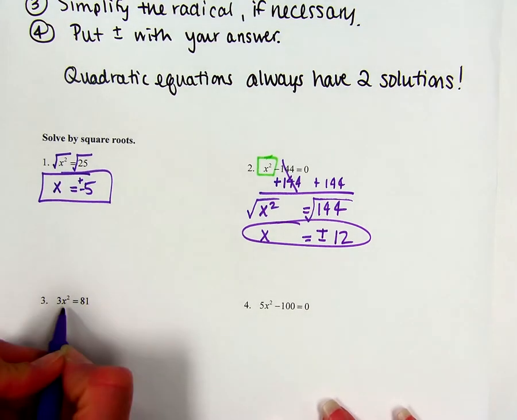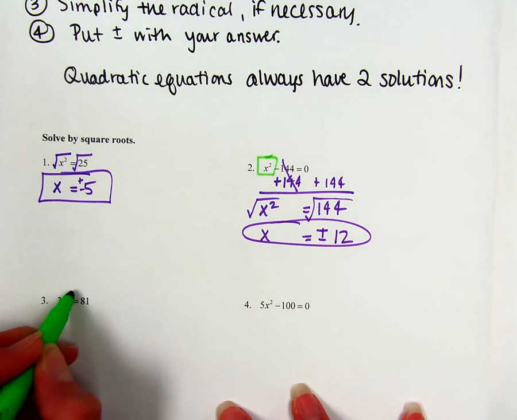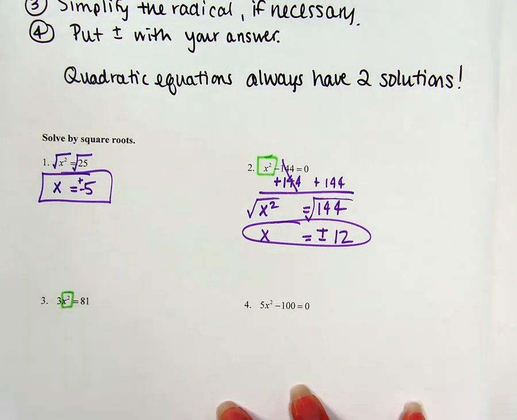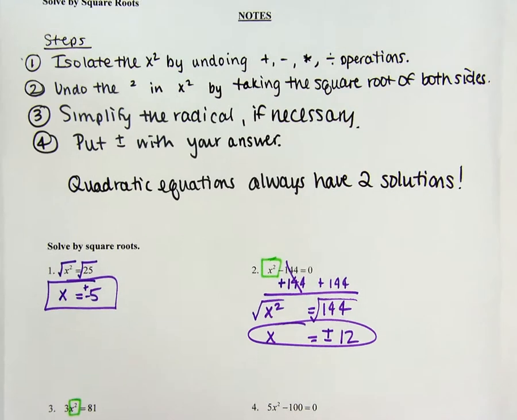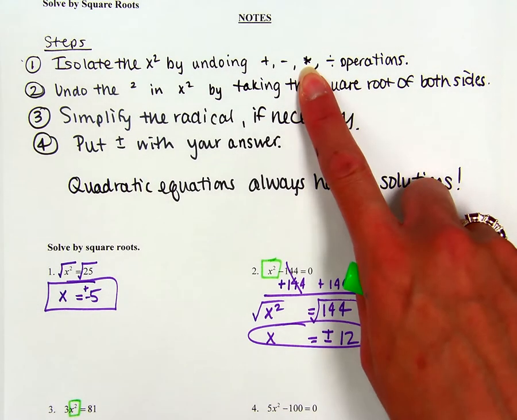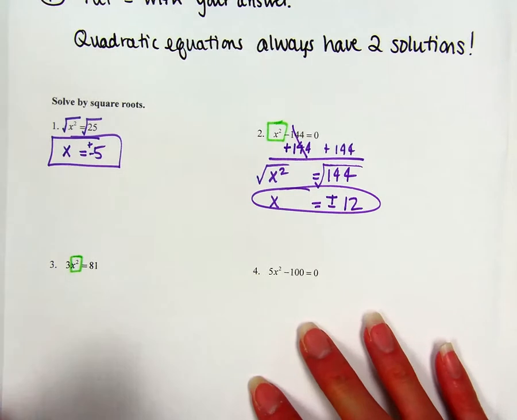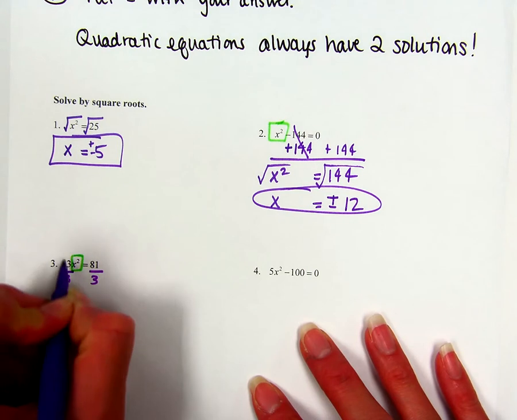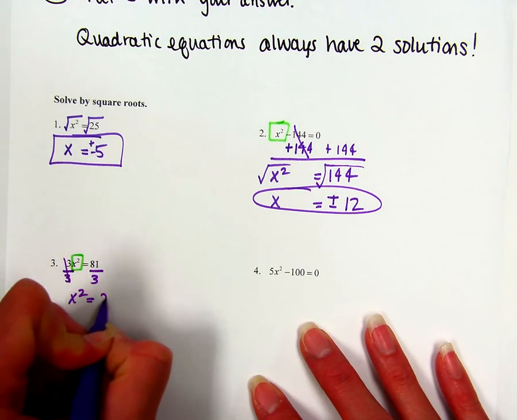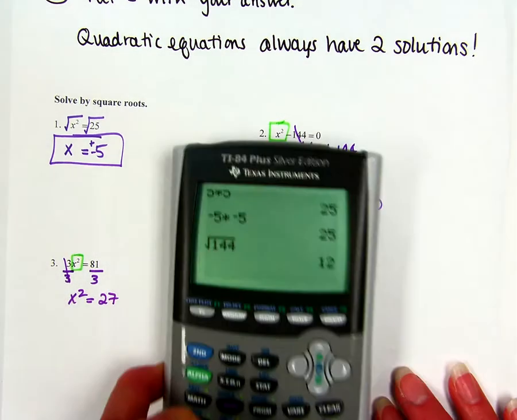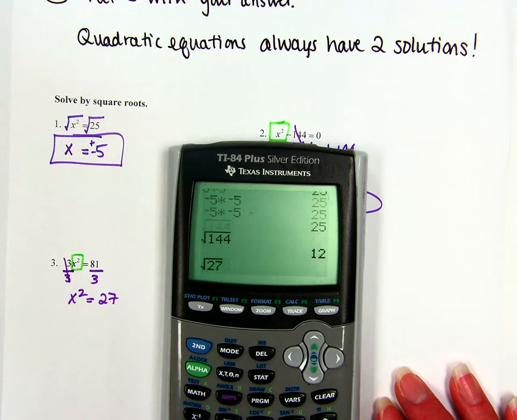Okay, so we're going to keep going. How do I get x squared all by itself? Well, there's this 3 right here. So I want to undo my multiplication. Well, the inverse operation of multiplication is division. So I'm going to divide by 3. X squared equals 27.